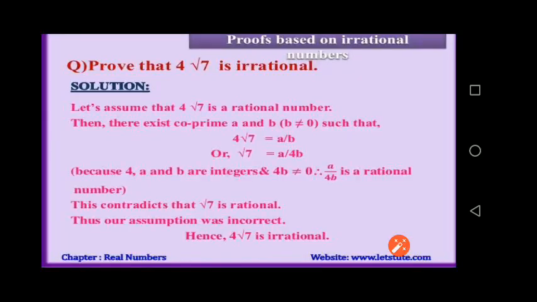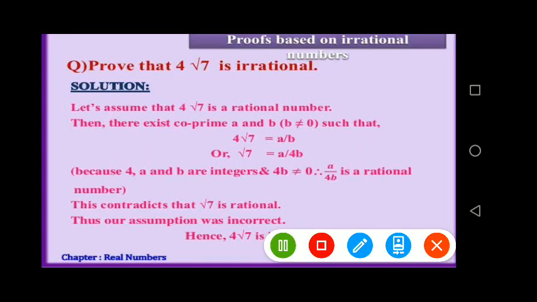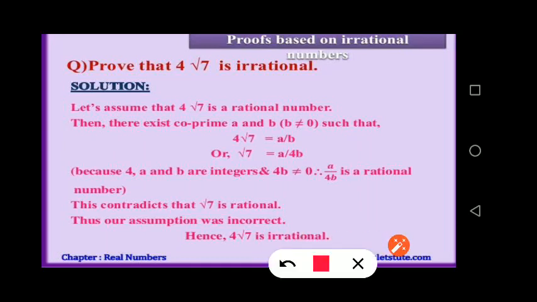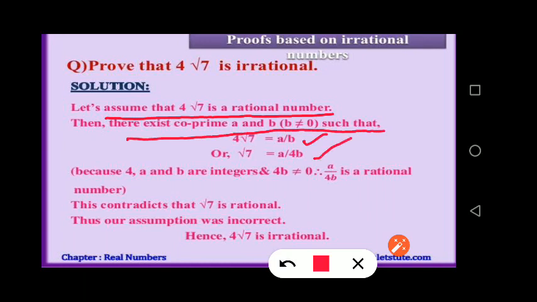Okay, now moving to the next. Now prove that 4 root 7 is an irrational number. This type of question also we will prove by the contradiction method. Again we will assume that 4 root 7 is a rational number. So what does it mean? There exist co-prime numbers A and B such that 4 root 7 is equal to A by B, or we get root 7 is equal to A by 4B.